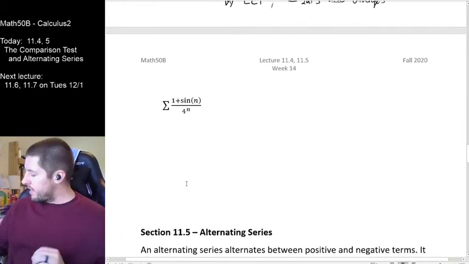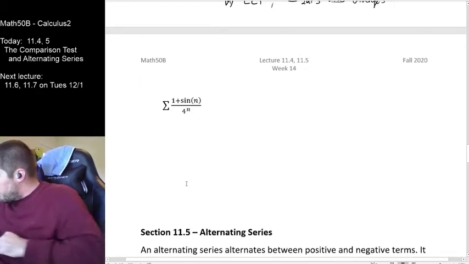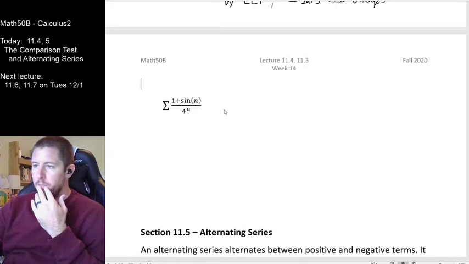Oh, we have one more. I thought we were done right there. Let's do this last one right here. So our last one here, let's go ahead and try and see what we can do comparing this one. So, comparison.